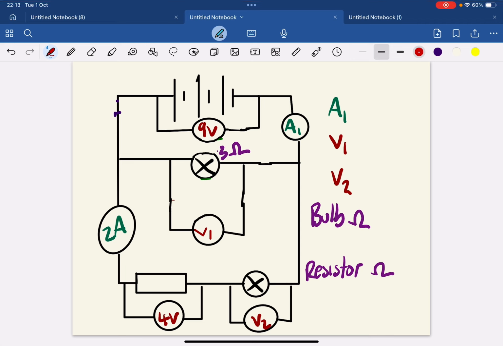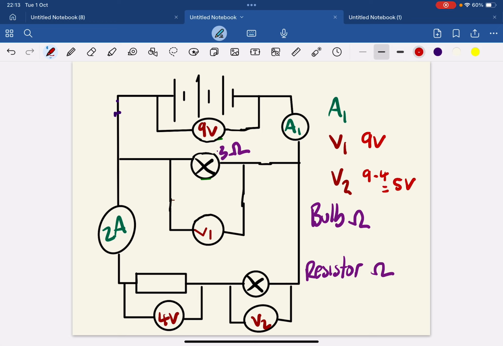So if that's 9 volts, V1 is also going to be 9 volts because it's on that single loop, which means this loop here must also have a total of 9 volts in this section. We know we've got our resistor here that's worth 4 volts, which means to do the calculation, total is 9, take away 4 is equal to 5 volts.